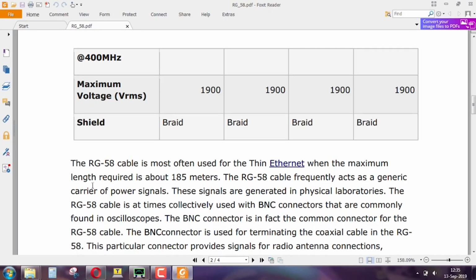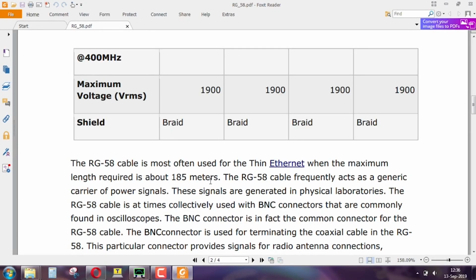If you see here, the RG58 cable is most often used for thin internet, when the maximum length is about 185 meters. Now, this is a piece of information that you may not have been aware of. Of course, nowadays we have Wi-Fi, cell phones and all that, but if you want to have a wired internet connection, this particular RG58 would not have been the candidate, this is a different one, I think it is 319 or something.